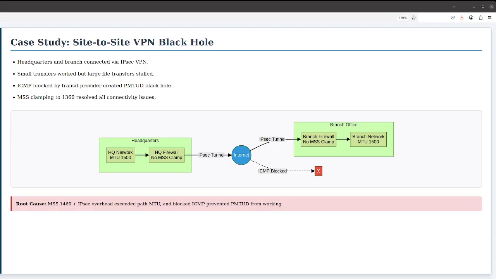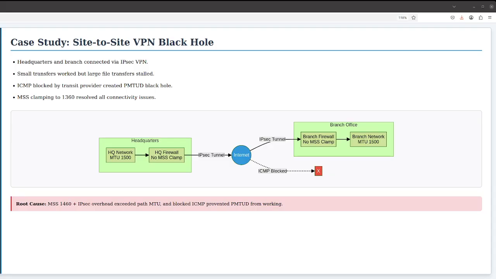The root cause was that TCP connections were negotiating MSS values of 1460 bytes because neither endpoint was aware of the VPN tunnel. When data segments approached this size, the IPsec encapsulation pushed the total packet size above 1500 bytes. The packets were dropped at the tunnel, but ICMP fragmentation needed messages were being blocked by a transit provider's firewall, creating a classic PMTUD black hole.